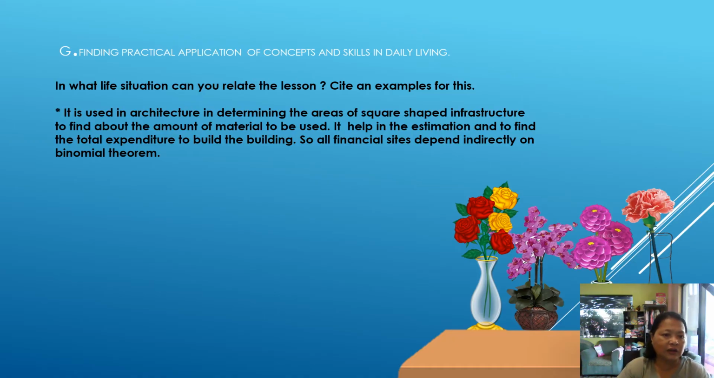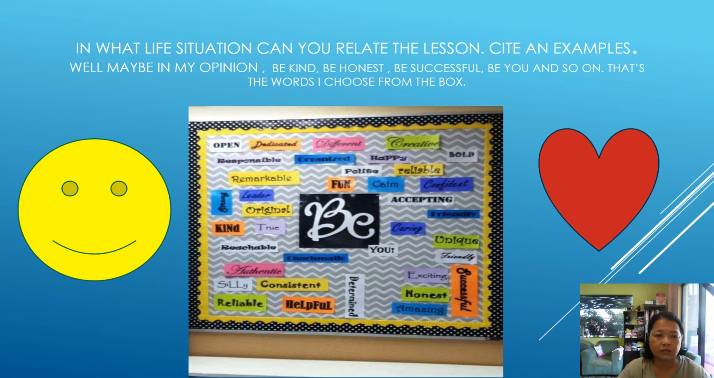It is used in architecture in determining the areas of square-shaped infrastructure to find out the amount of material to be used. It helps in the estimation and to find the total expenditure to build the building. So all financial sites depend indirectly on the binomial theorem. In what life situation can you relate the lesson?